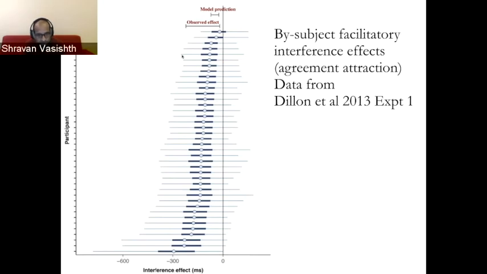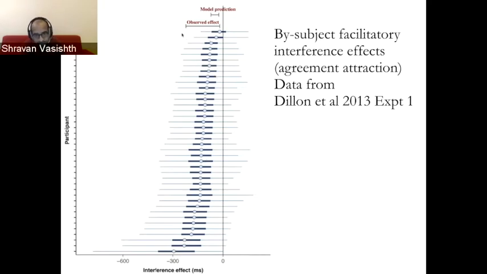So what I'm showing you here is the individual level estimates from one published study of a facilitatory interference effect that I discussed earlier, the race process effect. What you're seeing is 40 subjects' estimates from a linear mixed model. These are shrunken estimates for each of the subjects. And what is interesting to notice here is that the subjects all show negative effects, but the magnitude of the effect varies quite a lot.